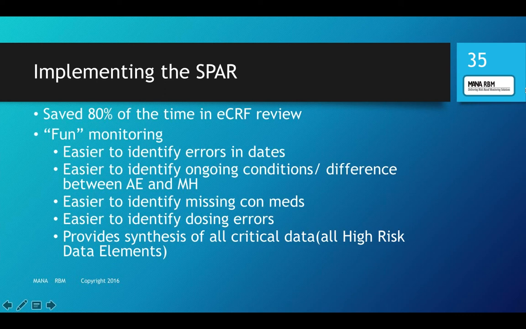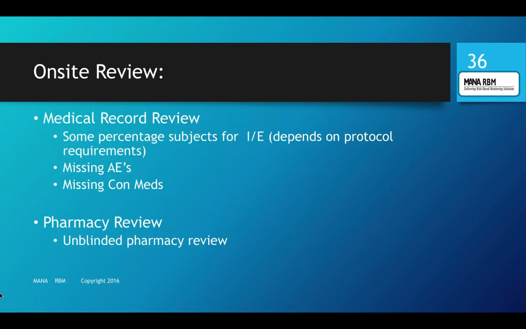In traditional source data review, the listings and the individual data entries are in separate logs. You don't have that immediate comparison in front of you. The SPAR helps us understand and identify missing conmeds, which is very easy to do, as well as identify dosing errors, and most importantly, provided a synthesis of all the critical data values for the study.